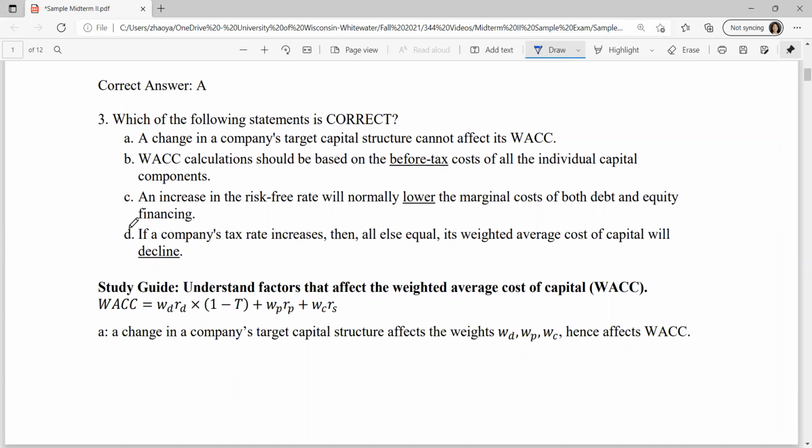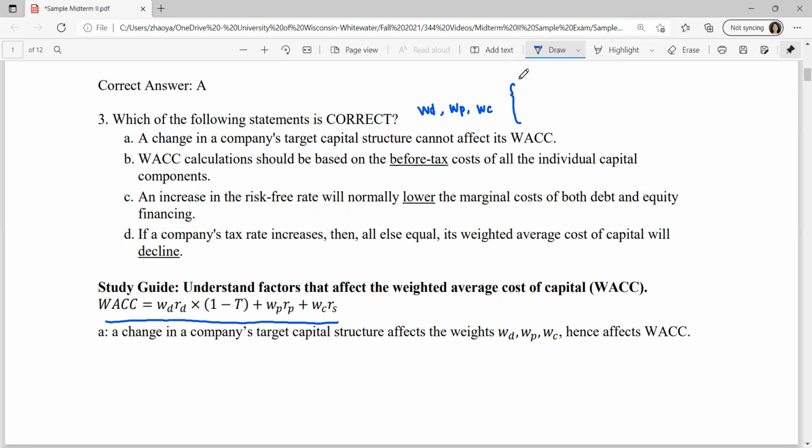Question 3. Which of the following statements is correct? A, a change in the company's target capital structure cannot affect its WACC. I put the WACC formula here. And in WACC, weight of debt, weight of preferred stock, and weight of common stock are the percentage of debt, preferred stock, and common stock in a company. And we have three types of measures.